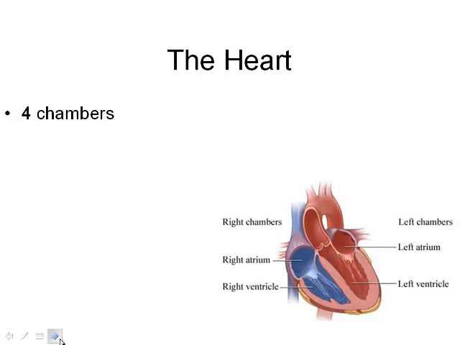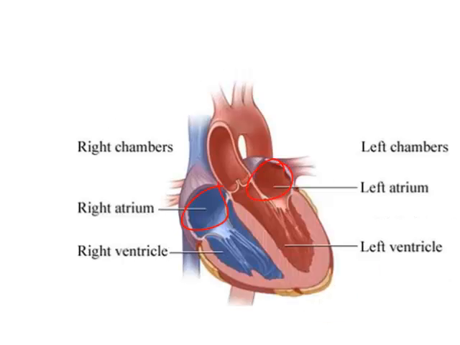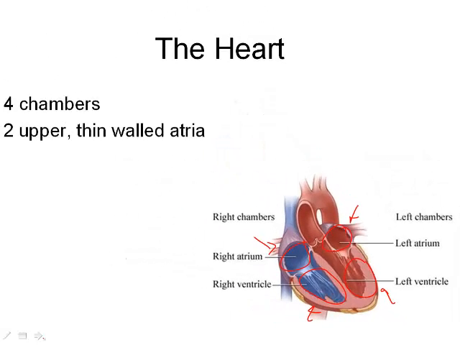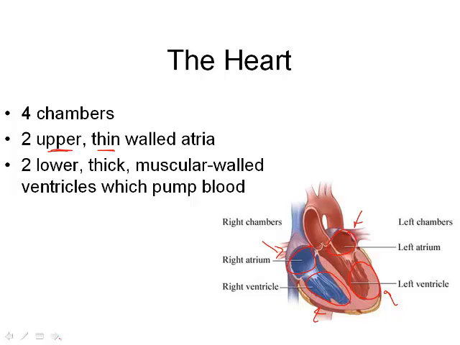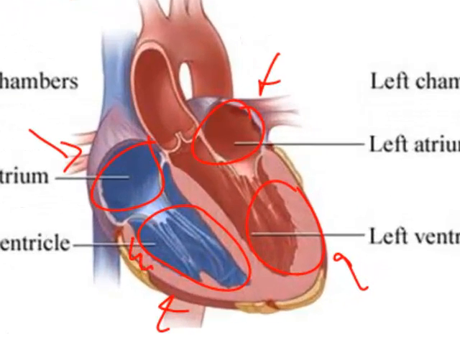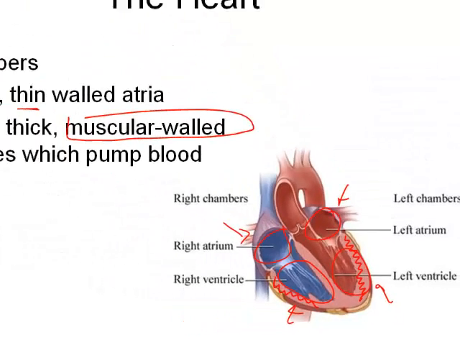We have four chambers in the heart. As we can see here, we have two atria, right here and here, and then two ventricles. The two atria are both thin-walled, and they're the upper divisions, whereas the ventricles are the two lower ones. These are the muscular ones, so you can see the tissue is a little bit thicker, and that's what's actually being compressed in order to push our blood around.